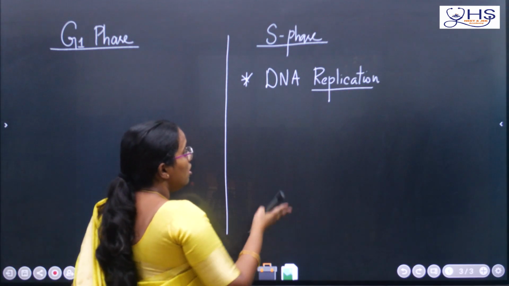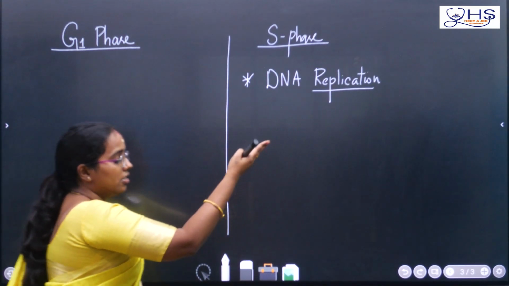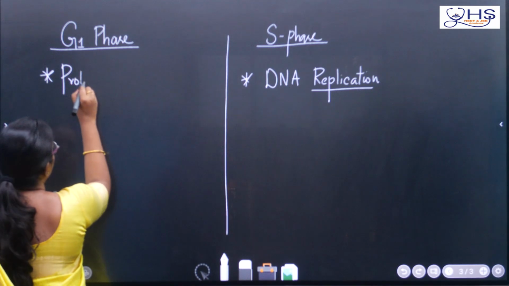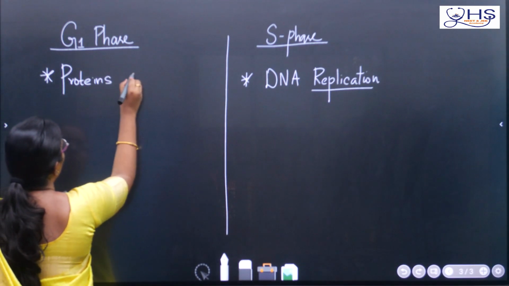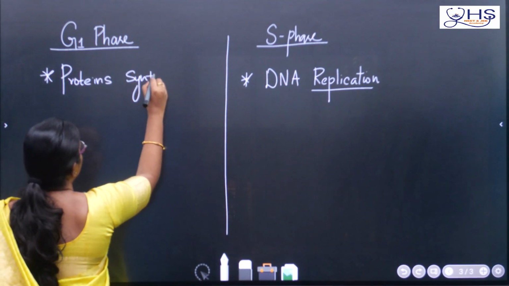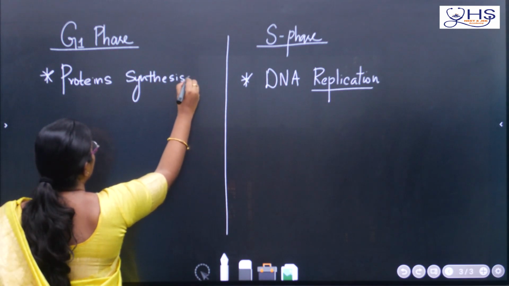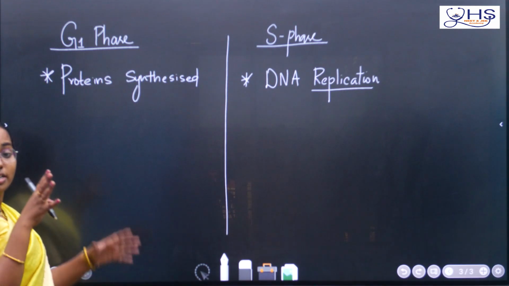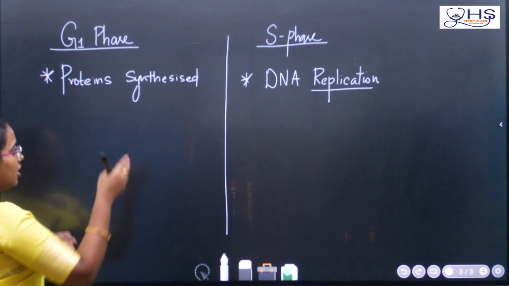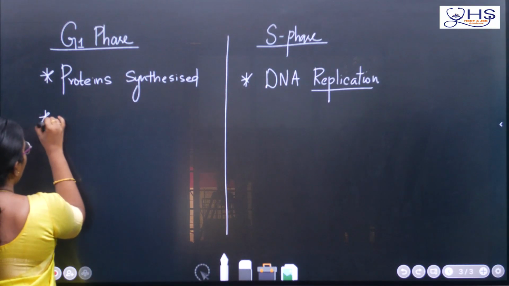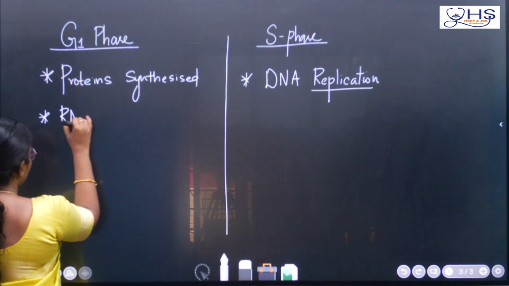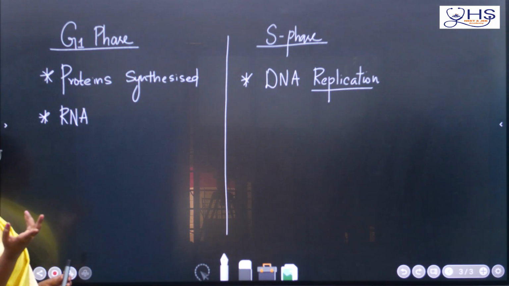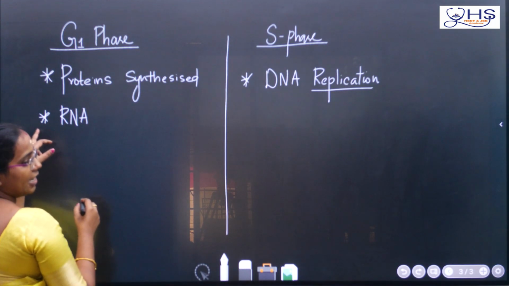Now in order to double the DNA, some proteins will be synthesized in G1 phase. So what will happen in G1 phase? Proteins will be synthesized. Why should protein be synthesized? Because the next stage is very important, and DNA has to double in the next stage. To produce proteins, we need an enormous amount of RNA. Why RNA? Because from the RNA only we will get proteins.